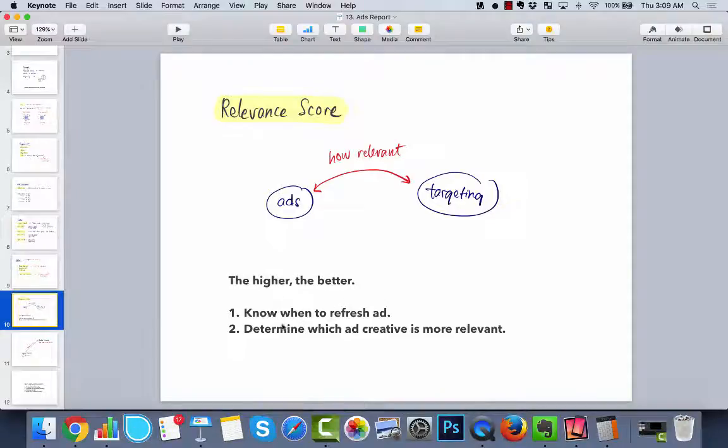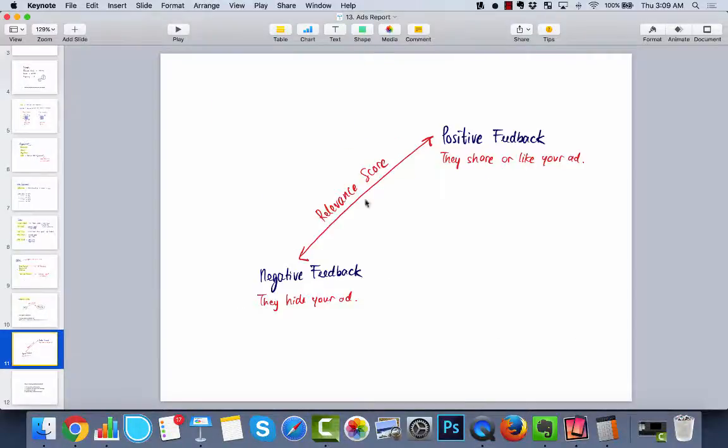And when you are doing split tests, by checking the relevance score, you can determine which ad creative is better or more relevant to your targeted audience. So relevance score can be high or low depending on your audience feedback. If you have positive feedback, then your relevance score can be high. Positive feedback means that they share or like your ad. Negative feedback happens when they hide your ad, because they don't like it, or they report it.